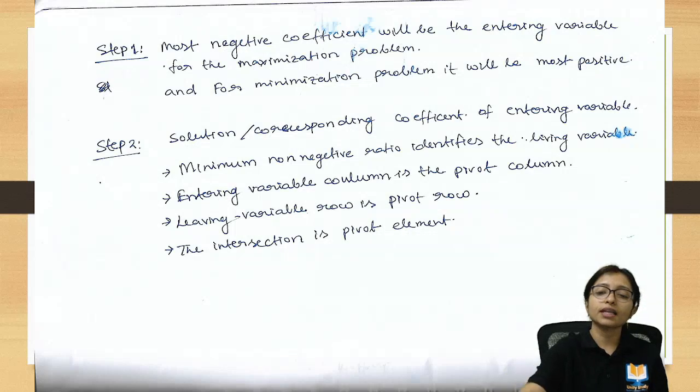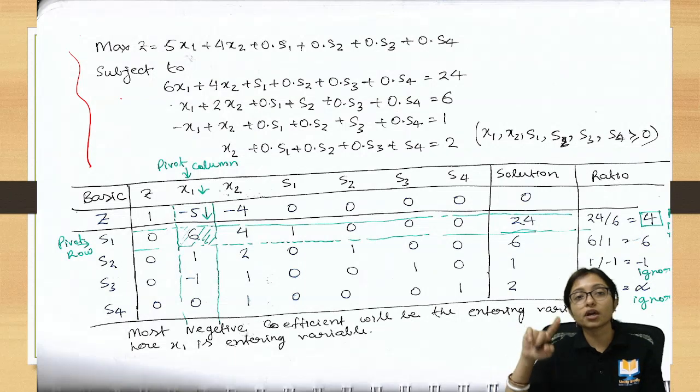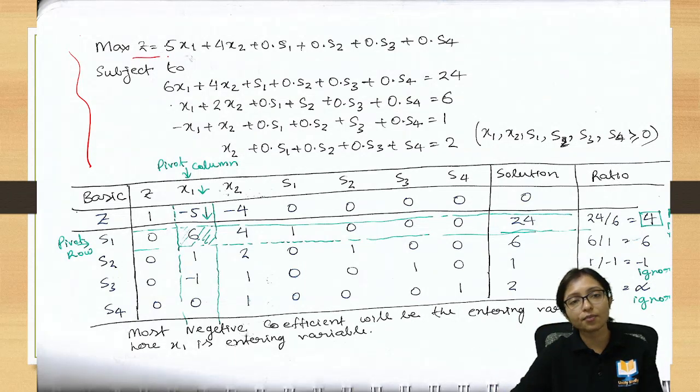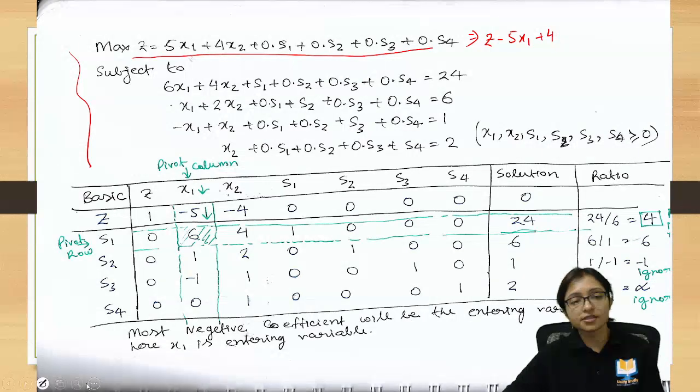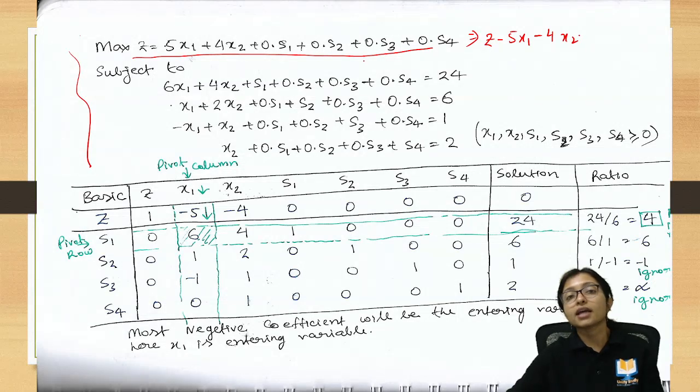From this one we will convert it into the tabular method. We have to convert it into the tabular method, and at the time of converting, this one will be written as z minus 5x1 minus x2, because all the parts are going to the left-hand side. That's why it will be converted to minus. Then this is 0, so minus or plus 0 will be 0 itself. So you write 0 s1, then 0 s2, then 0 s3, then 0 s4, like that.